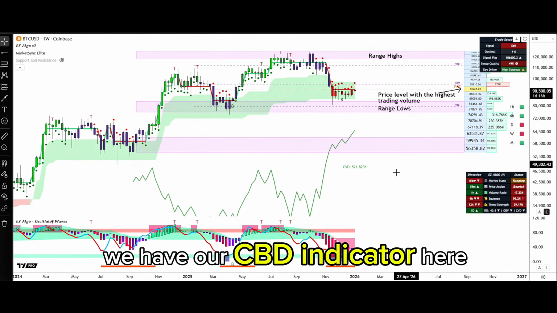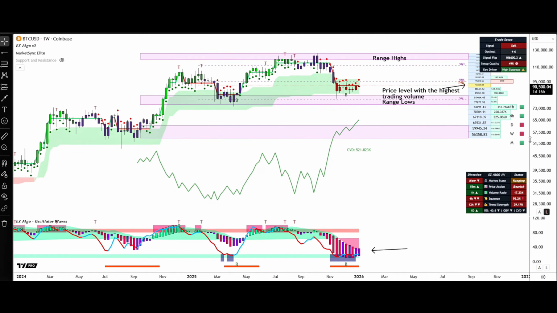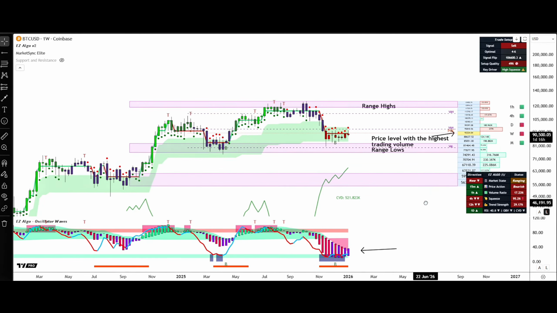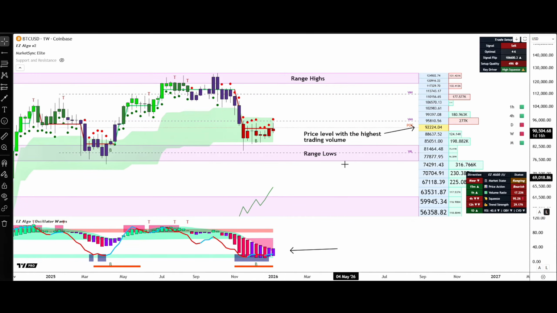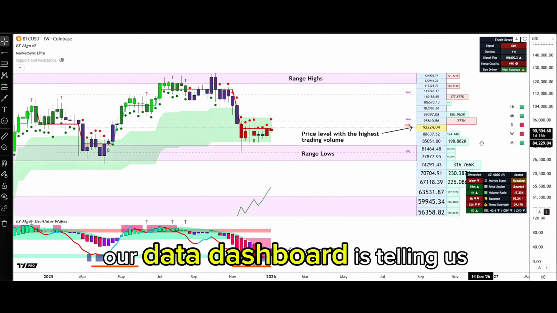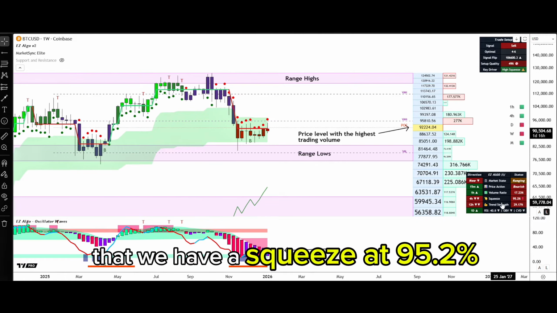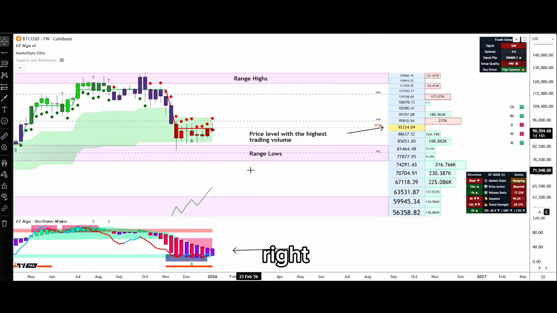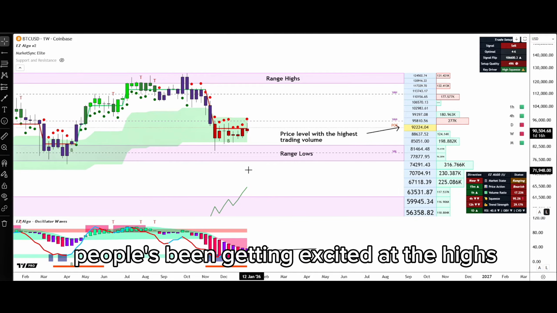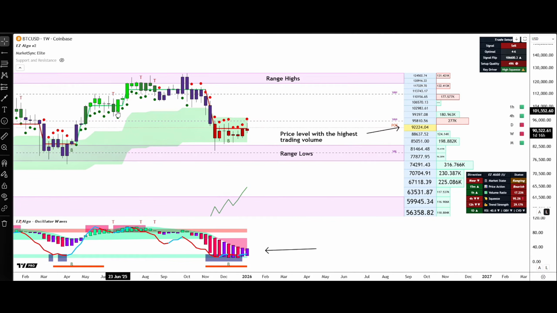We have our CVD indicator here, and that's been rising, which is kind of interesting. And then our data dashboard is telling us that we have a squeeze at 95.2%. So it's a pretty tight range. I mean, it's just been chopping around, right? It hasn't really been doing much. People have been getting excited at the highs, excited at these lows right here.